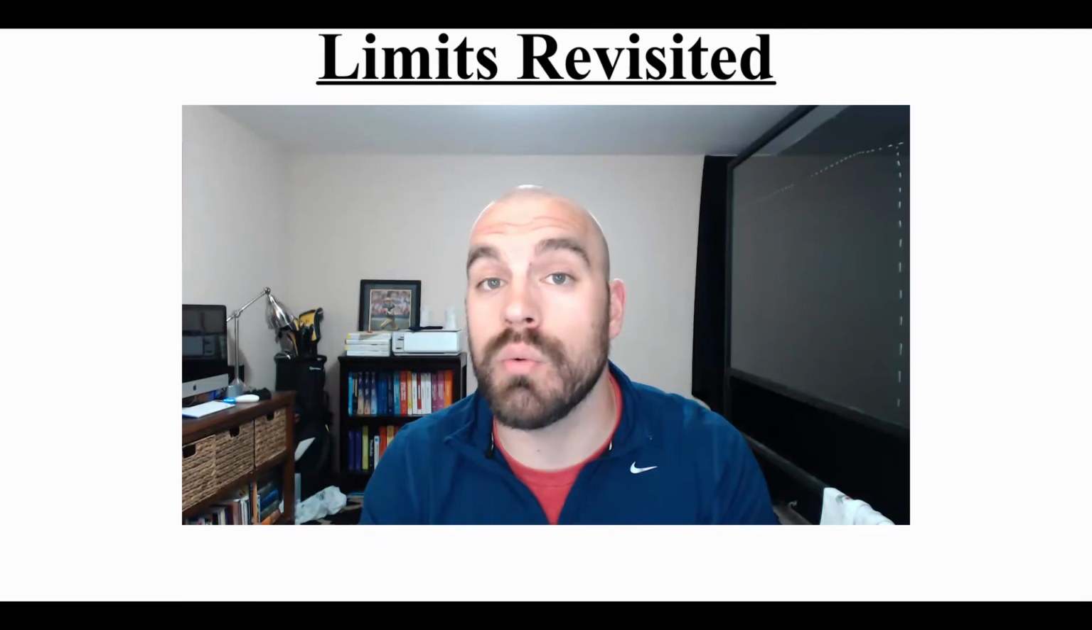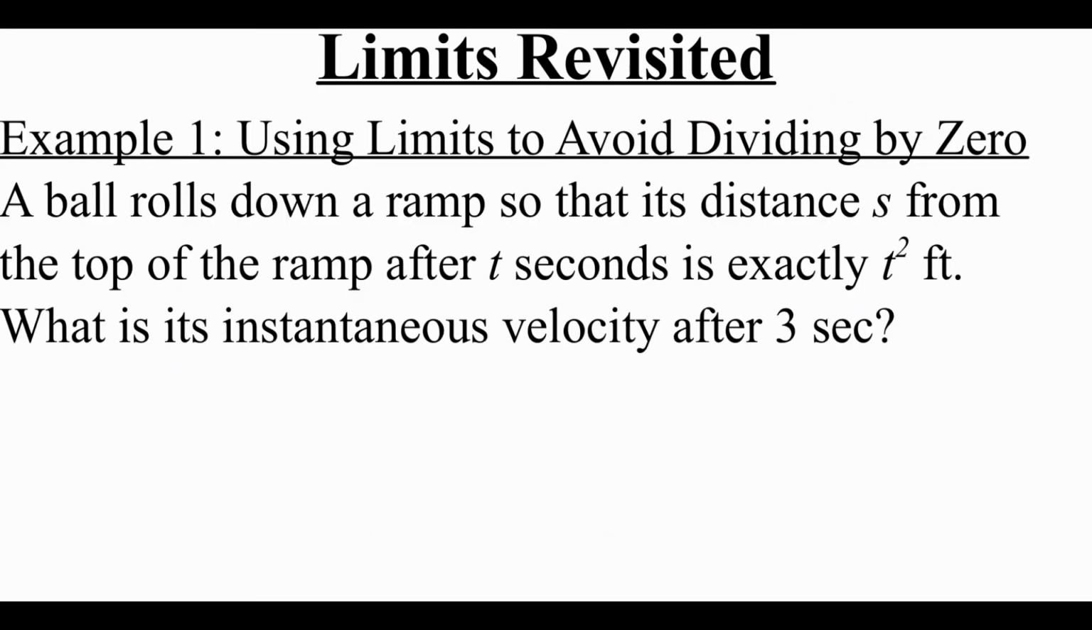In this video, we're going to revisit limits. So what we've got is a ball rolling down a ramp so that its distance s from the top of the ramp after t seconds is exactly t squared feet. And that's essentially what Galileo did as he was performing his experiments. He found that the distance traveled was equal to the time squared.